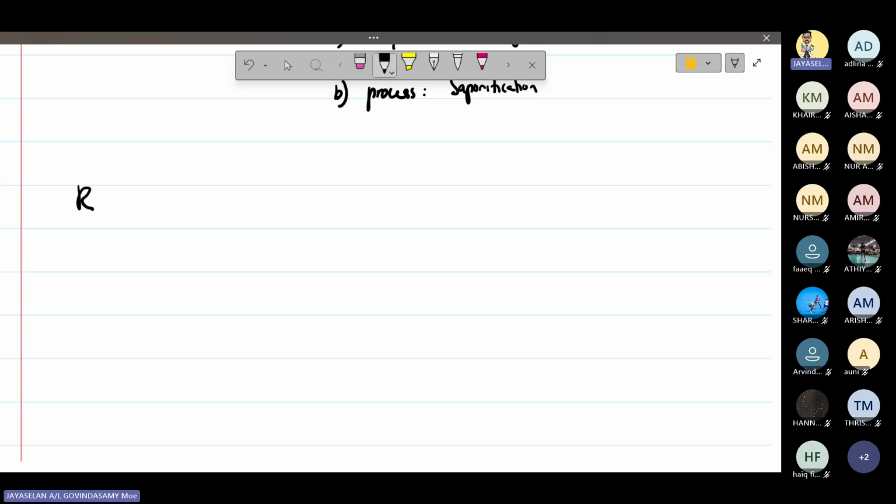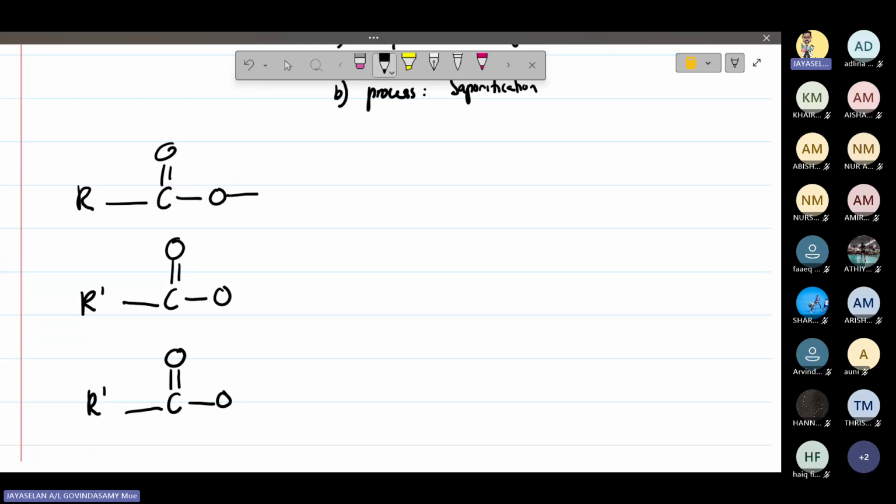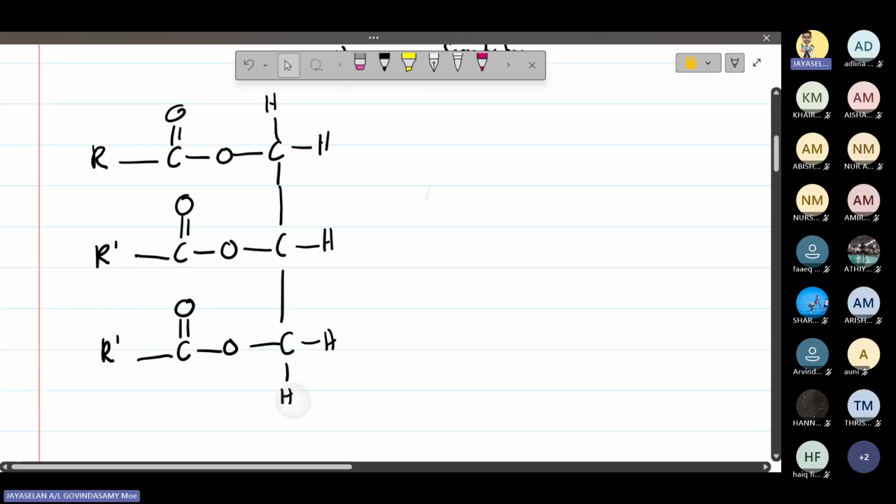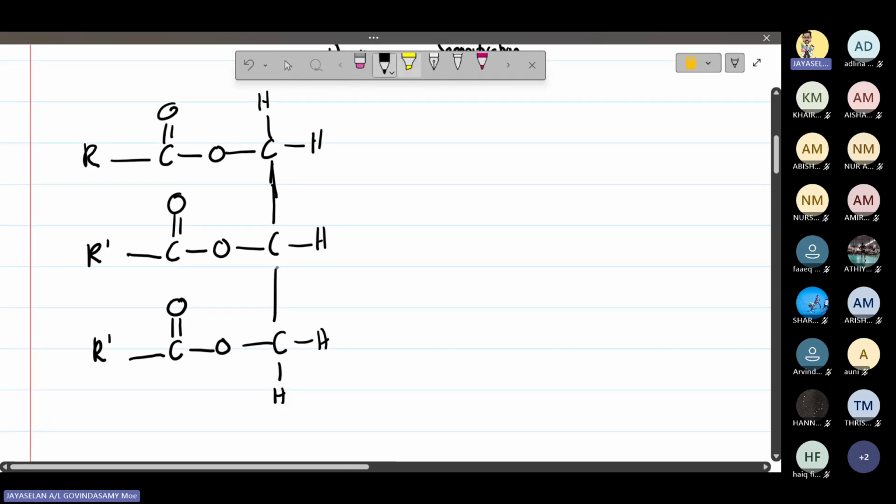Okay, I put R. R is a long chain alkyl group. One more R. So here, this is an ester compound. All these join. This is the structural formula of oil. We call this triglyceride. So this joins triglyceride.